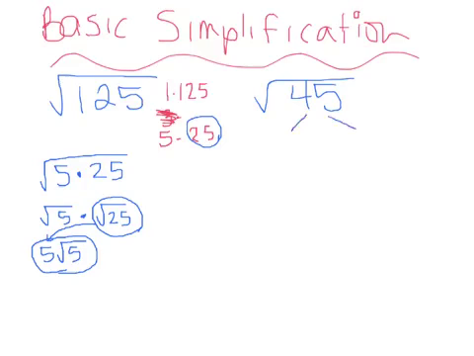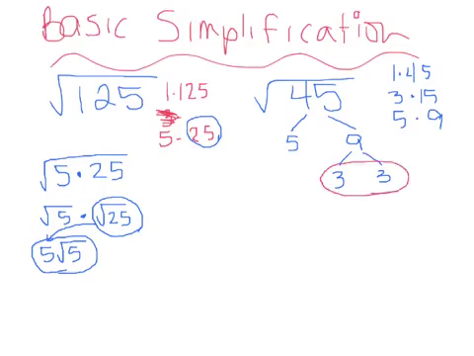45 breaks up into 1 times 45. 2 doesn't work. 3, I think, does work. 3 times 15, neither one of those are perfect squares. 4 doesn't work. 5 times 9, hey, 9's a perfect square. So we can break this up into 5 times 9. 5 is prime, can't factor it any further. 9 goes to 3 times 3. Okay, whenever you have matching numbers, you can take one out of the radical, and what's left over is a 5. Sometimes that works for some people. It helps understand.